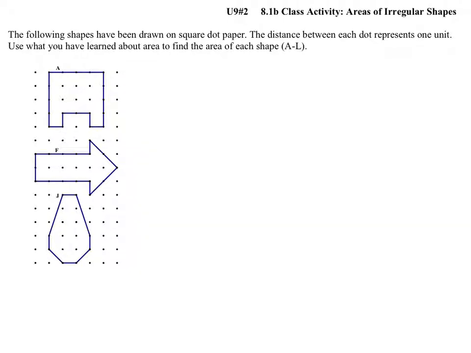All right. So on this part, we're looking at the areas of irregular shapes, so we're not really concerned about the perimeter anymore. But that's the objective for this portion of this lesson: can we find the area of irregular looking shapes like this?